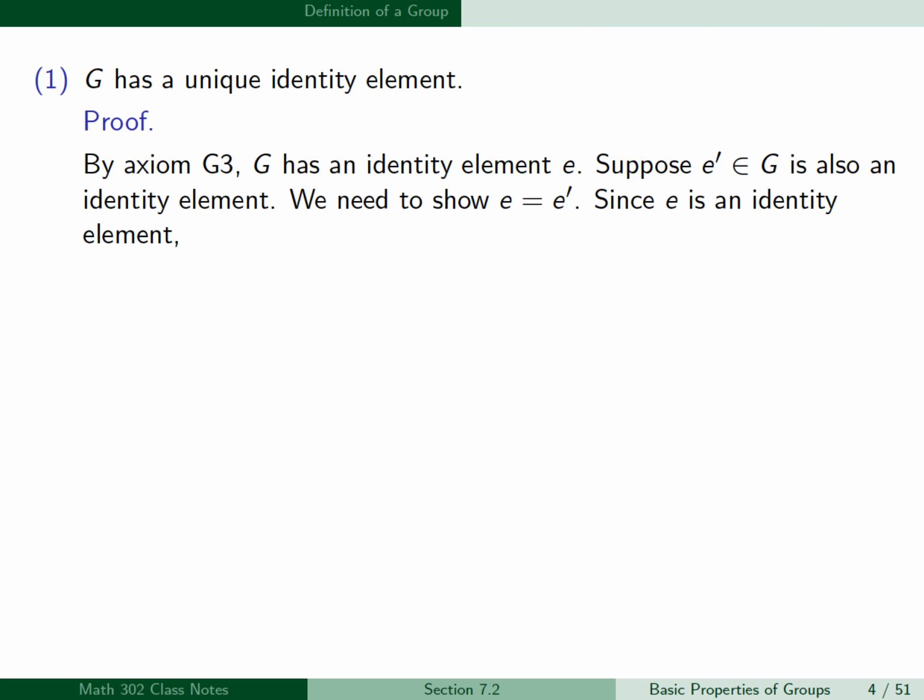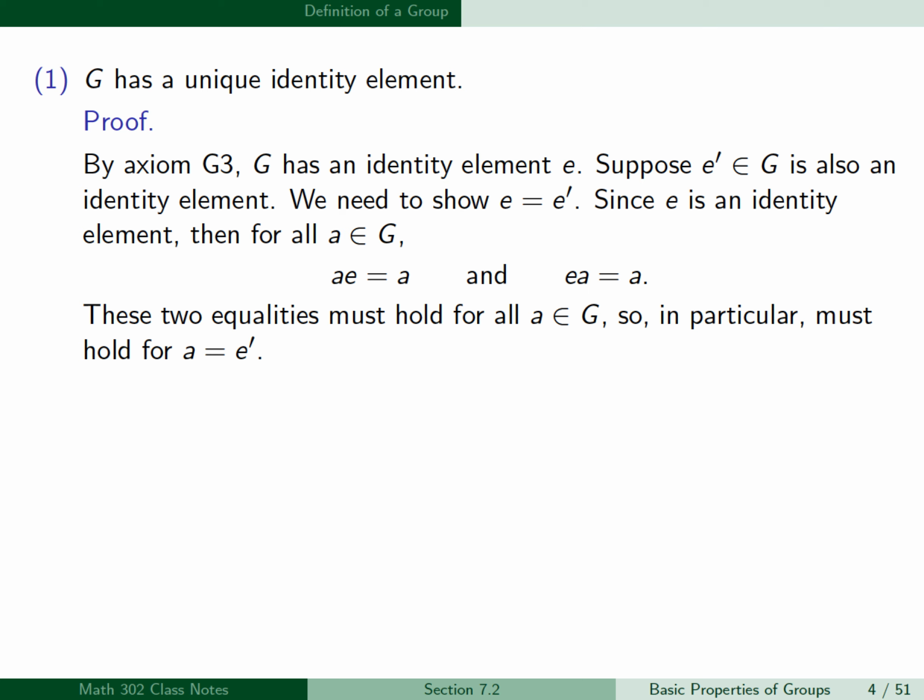Now since E is an identity element, it satisfies the properties of an identity element, namely for all A in G, A times E is equal to A, and E times A is equal to A. Now these two equalities must hold for all elements A in G, so in particular they must hold for A equal to E prime, our second identity element. So if I let A equal E prime in the first equality, we see that E prime times E is equal to E prime.